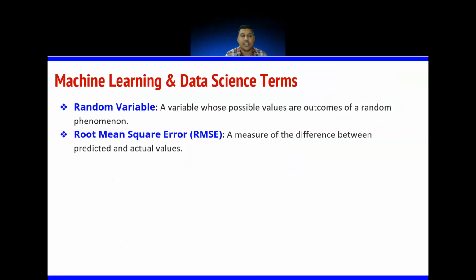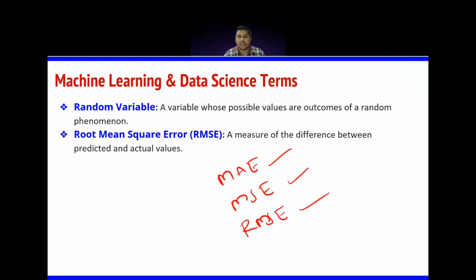Root mean square error. Same thing, only the square root. For the mean square error, we are just finding out the difference. So these are all different versions of the same metric, like MAE, MSE, root mean square error. These are a few metrics we use in prediction models to find out the difference between actual and predicted values.